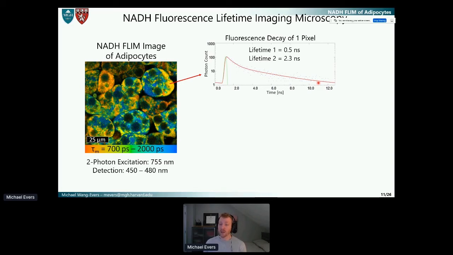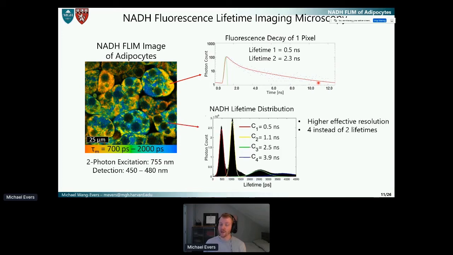However, if I now analyze all the pixels and do a histogram of all the lifetimes I find in my cell culture, we were very happy to see that we have 4 distinct fluorescence lifetimes, just like in the 2 papers I mentioned earlier. So we were thinking, why do we see 4 fluorescence lifetimes while other people only see 2? And I think the reason might be because we have a higher effective resolution.